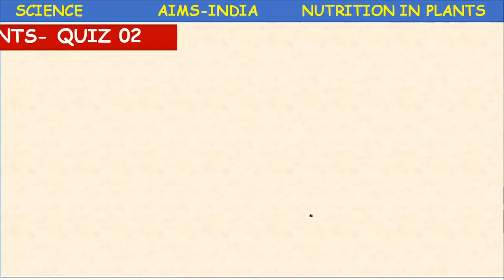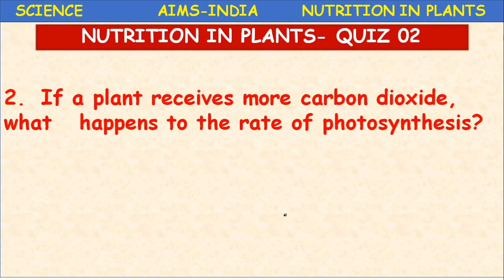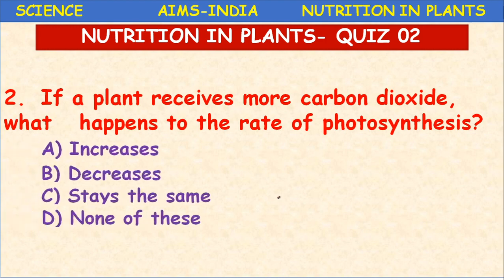Next, if a plant receives more carbon dioxide, what happens to the rate of photosynthesis? If more carbon dioxide is available, the rate of photosynthesis will increase, decrease, stay the same, or none of these. What happens if more raw material is available? More products are produced. So the rate of photosynthesis increases.